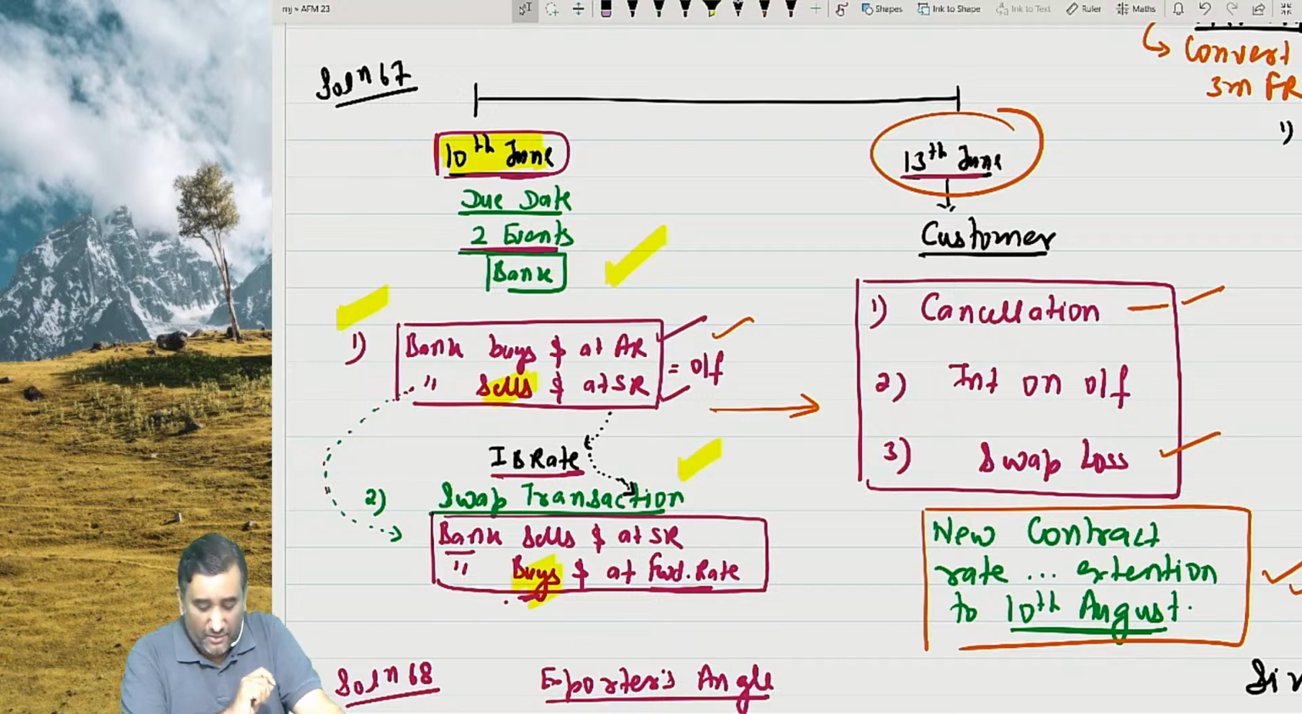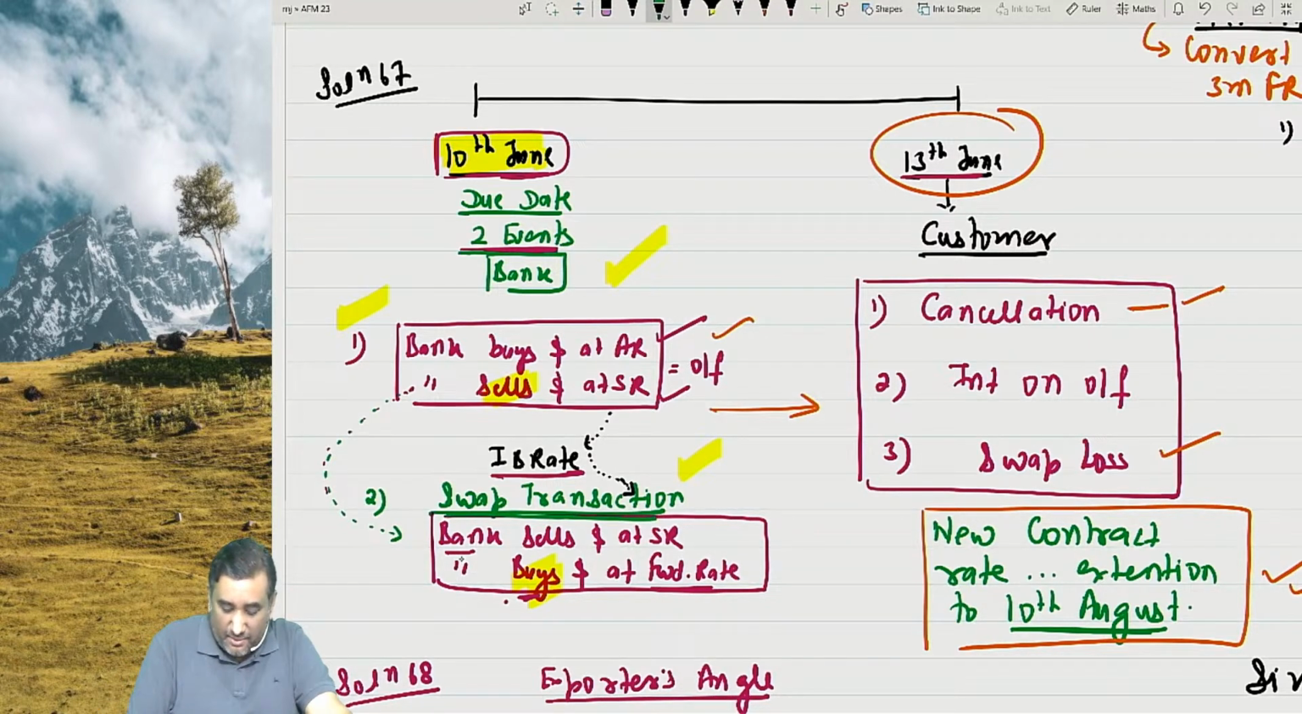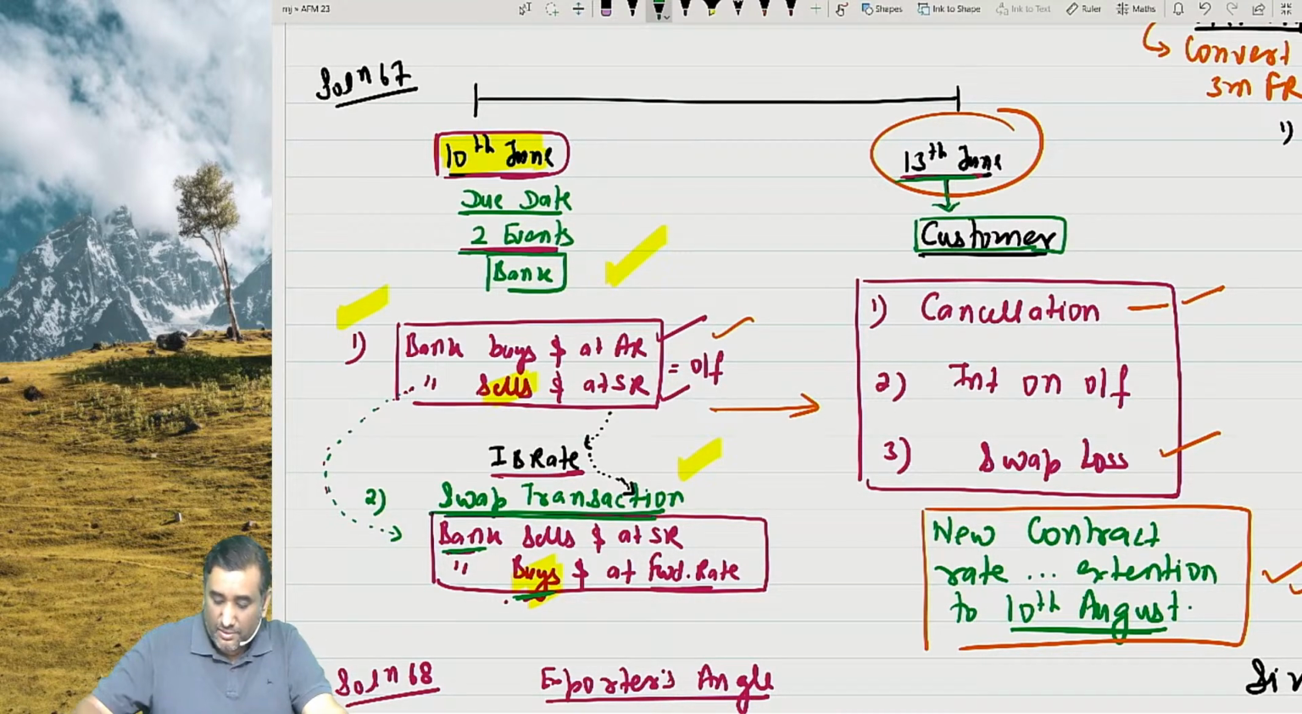One in the hand of a bank, which is a normal buy: the bank buys dollars at spot rate, the bank sells, and second is a swap transaction. Swap transaction is bank sells and bank buys, and then on 13th June it will take place in the hands of the customer. Copy this part, then I'll move forward.